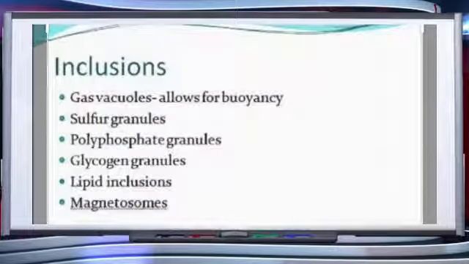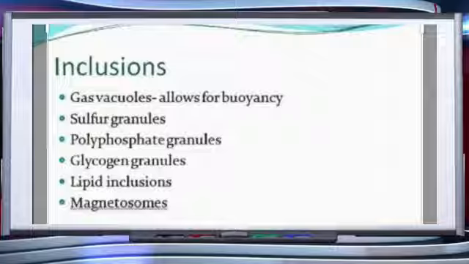Reserve material in prokaryotic cells is stored in the cytoplasm in the form of inclusion bodies. These are not bounded by any membrane system and lie free in the cytoplasm. For example, phosphate granules, sulfur granules, cyanophycin granules, and glycogen granules. Gas vacuoles are found in blue-green algae and purple-green photosynthetic bacteria.